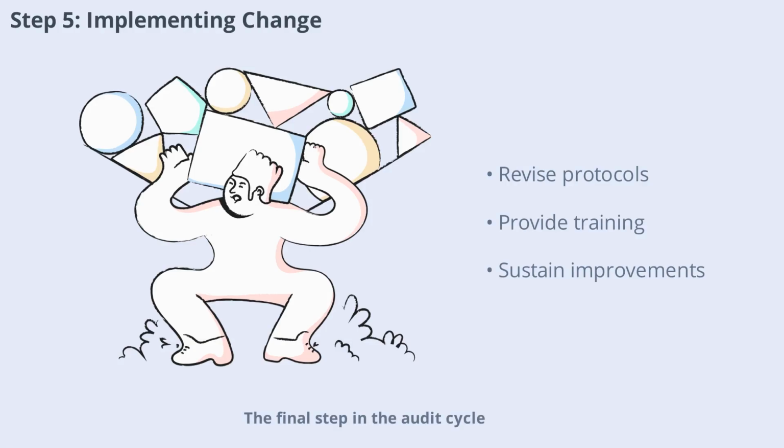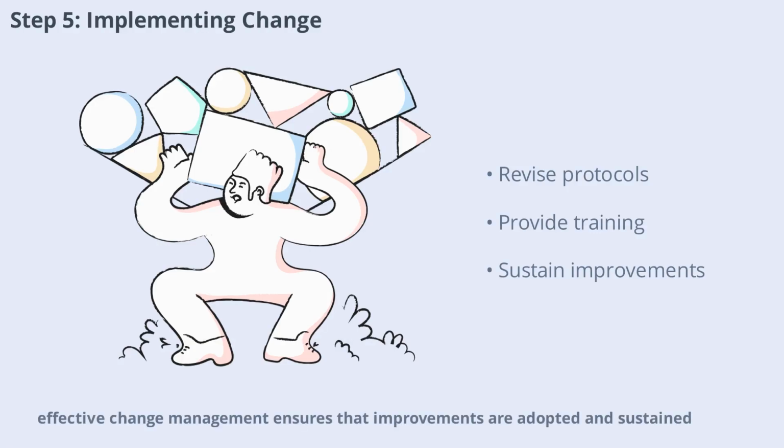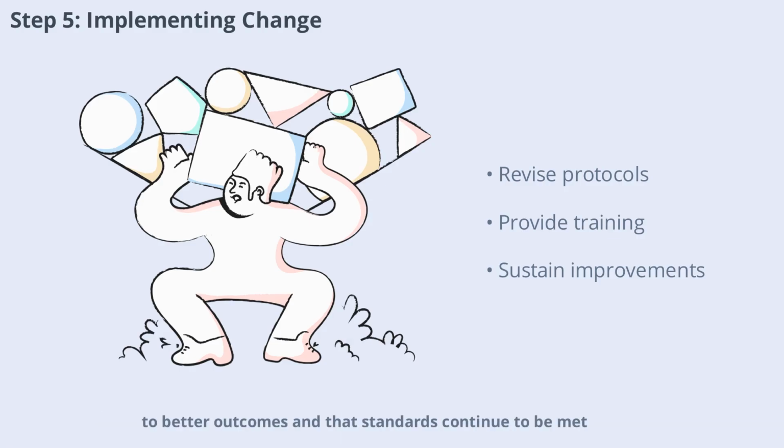The final step in the audit cycle is implementing changes based on the audit findings. This may involve revising protocols, providing additional training, or updating equipment. In radiography, effective change management ensures that improvements are adopted and sustained. Ongoing monitoring and re-auditing help confirm that changes have led to better outcomes and that standards continue to be met.